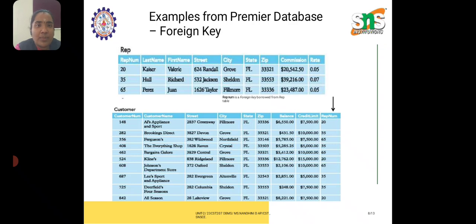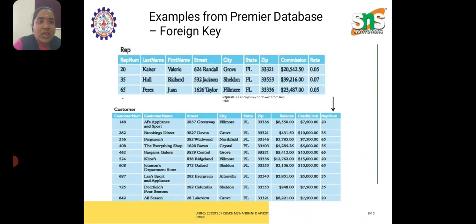So for 20, combining the first and second table, the rep number will be 20, the last name Kaiser, first name Valerie, street 624 Randall, city Grove, state FL, zip 33321, with the commission and rate appearing. The extra things that appear are the customer's name and city, combined with the help of that. The customer number for that rep number is 148, because in the customer table we have rep number 20 with customer number 148. Next is 35: Hall, Richard, 532 Jackson Street, Seldon City, FL, with a zip and a rate of 0.07.